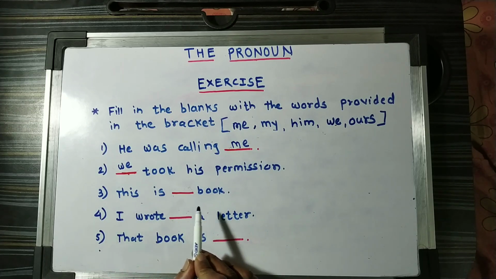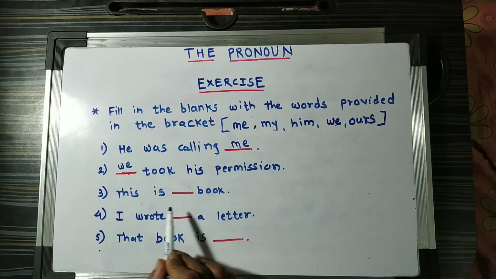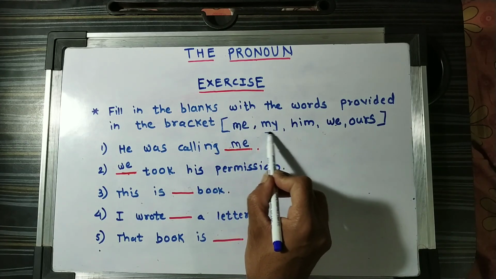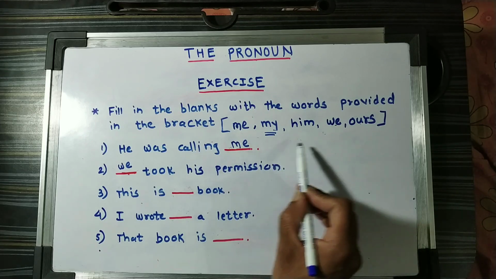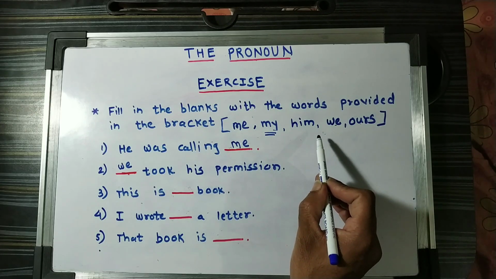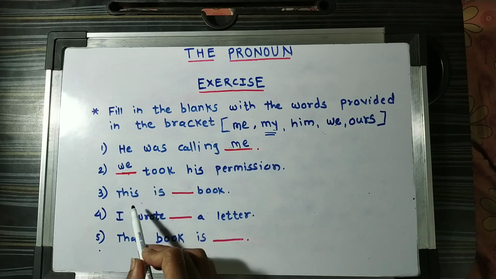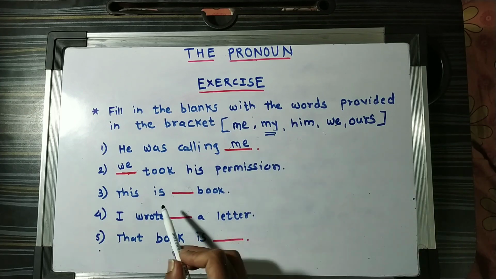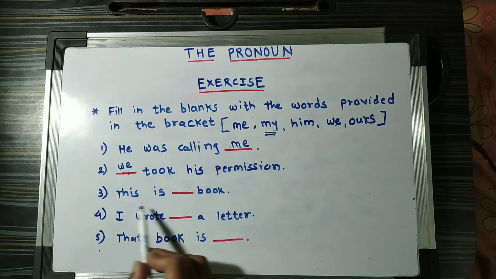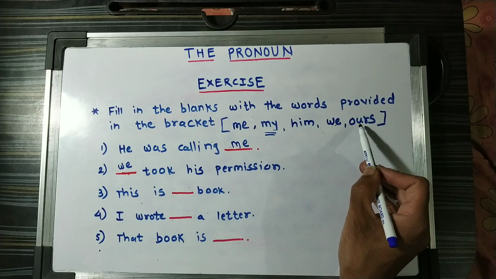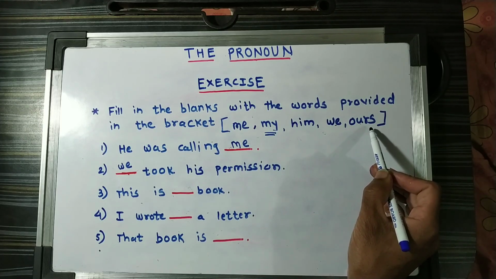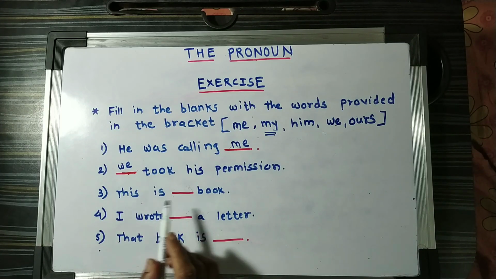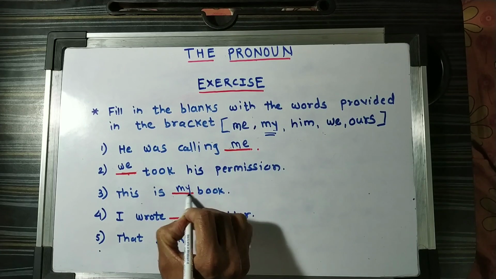So let's go for the third one. This is dash book. Let's start. This is my book. Yes, my is fitting over here. Let's check for any other pronoun and see whether it fits at this place. This is him book, not possible. This is we book, not possible. This is ours book, that is also not possible. So the appropriate word that will fit over here is my. This is my book.